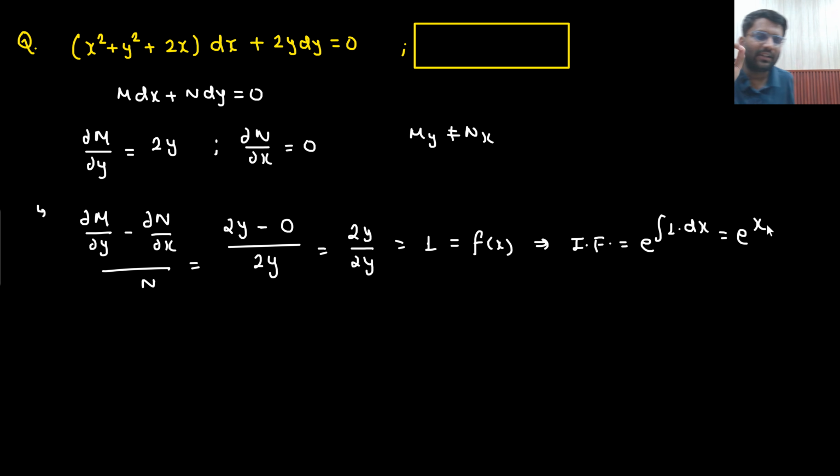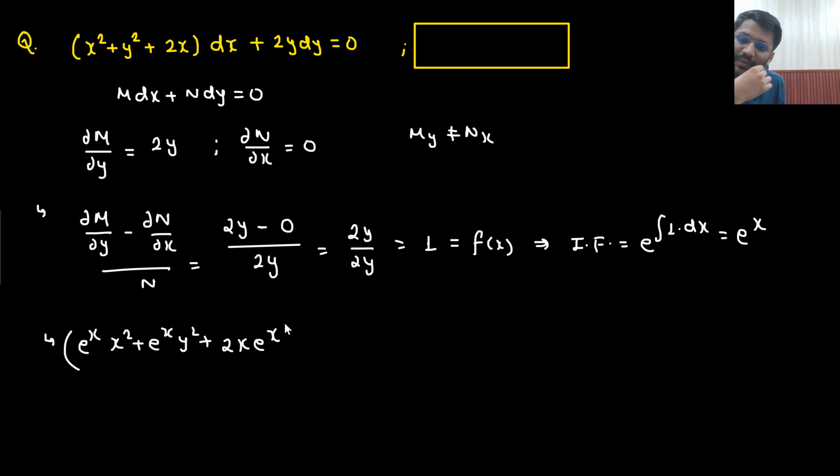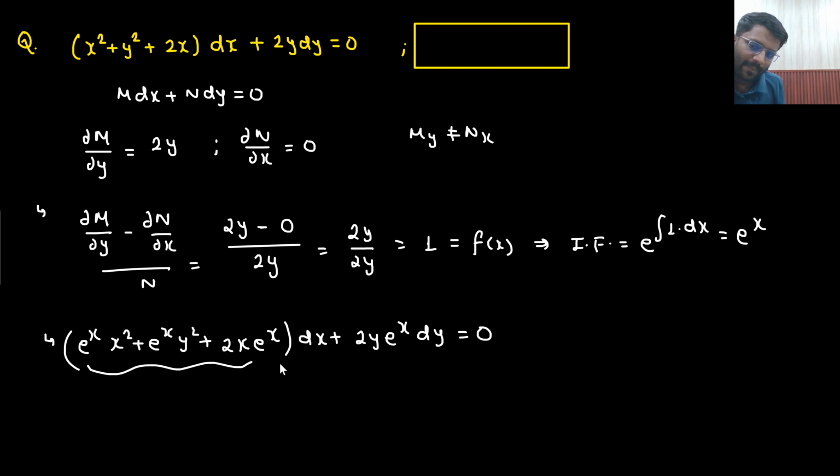Now you multiply with e to the power x on both sides. Here also you multiply with e to the power x: e to the power x times x square plus e to the power x times y square plus 2x e to the power x dx plus 2y e to the power x dy equals 0. Now this is your new M and this is your new N.